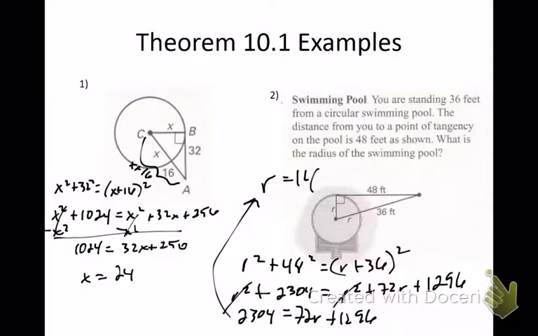Okay? Now a quick review on squaring this binomial if we need it. Just write them out, right? When you square something, you're multiplying it by itself. So write your 2 binomials being multiplied out, and then you FOIL it, right? First, outer, inner, last. Combine your like terms, and you should come up with R squared plus 72R plus 1296. Okay, a little bit of algebra review there, but useful.